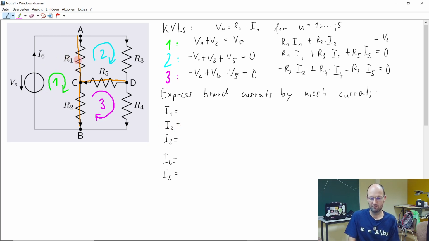So let's start with this resistor. This resistor belongs to this mesh and it belongs to this mesh. So there's this mesh current IM1 flowing through this in the same direction, positive, and the mesh current from the second mesh in the opposite direction. So for the first branch current, we get that this is IM1 and then minus IM2.